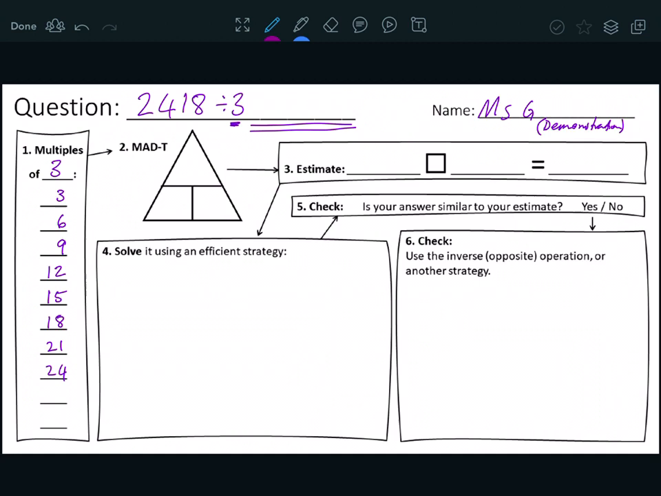Sorry, what was I? 3 eights are 24, 3 nines are 27, 3 tens are 30. Lost count of where I was up to.